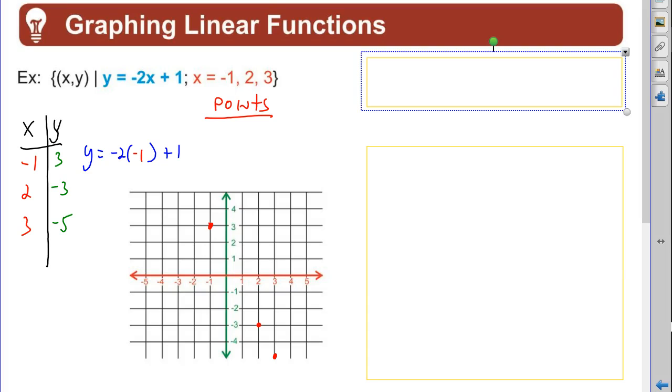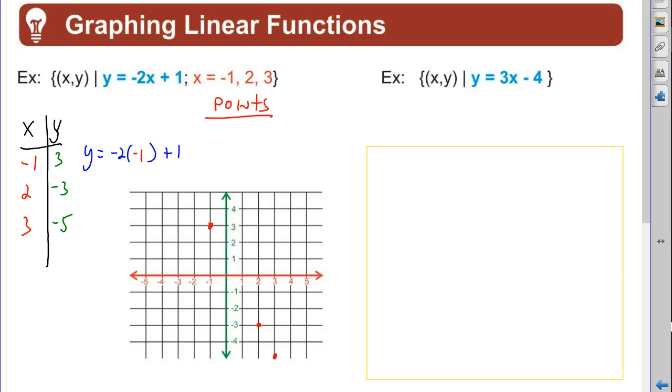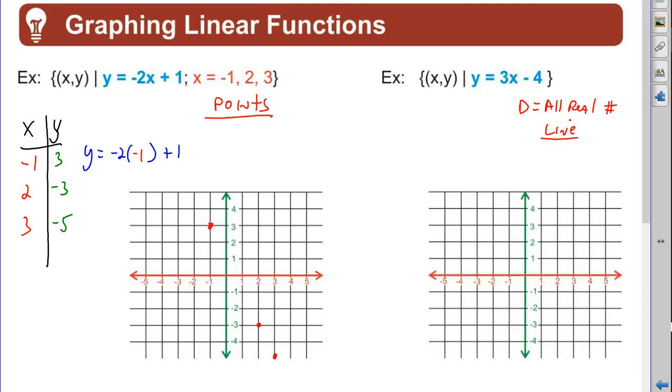Now, if you look at this second example, again, we're still in set builder notation, but notice they didn't tell you a domain. That means the domain is all the real numbers. So in this situation, the domain is all real numbers. And that means we're going to get a line. Okay, so let's go ahead and graph this. Again, you want an XY chart. Let me start up here with it.